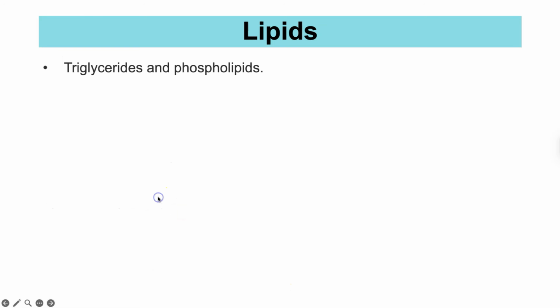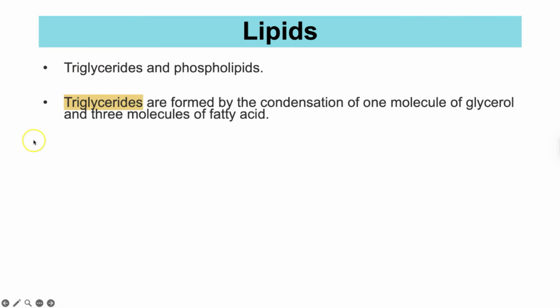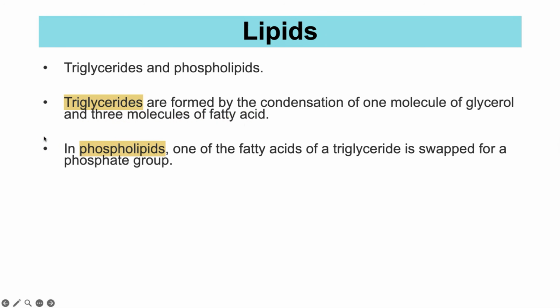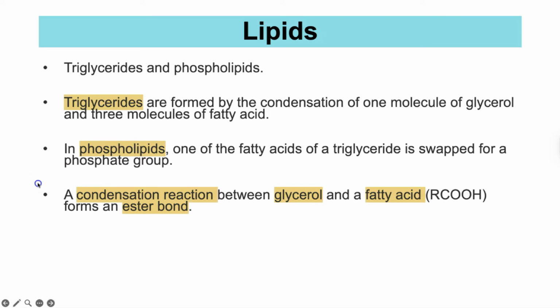3.1.3 is lipids. So the two lipids that you need to learn about are triglycerides and phospholipids. Triglycerides are formed by a condensation reaction, and the molecules that you're joining together are one molecule of glycerol gets 3 fatty acid molecules attached to it. So you actually have 3 condensation reactions happening here, one for each of those fatty acid chains. In a phospholipid, you still have a glycerol molecule, you still have fatty acid chains, but you don't have 3, you have 2, because one of the fatty acid chains is swapped for a phosphate group instead. And we'll have a look at some images of this as well.